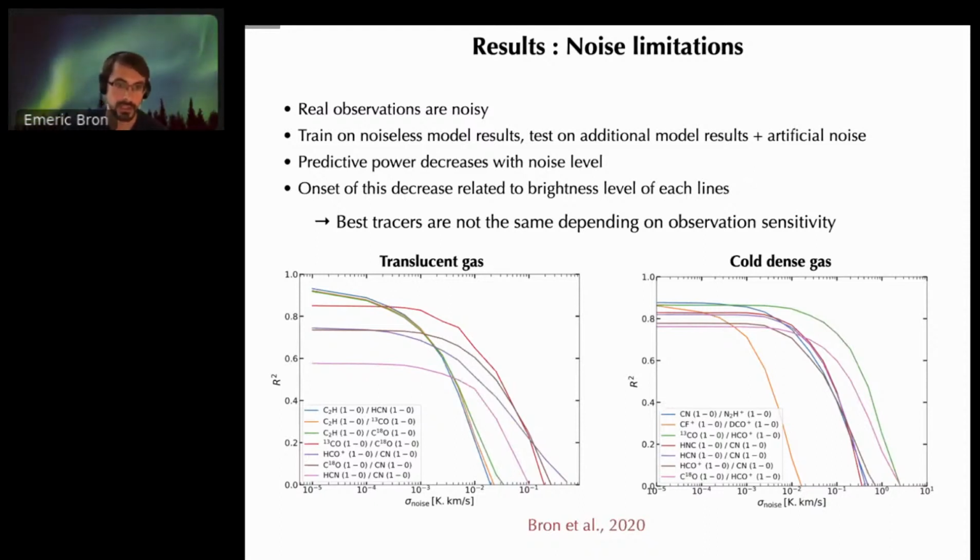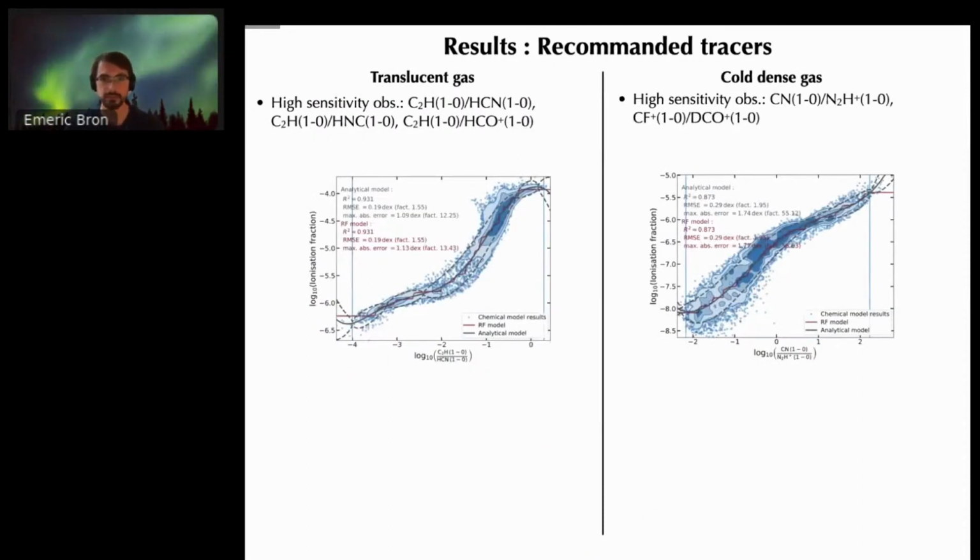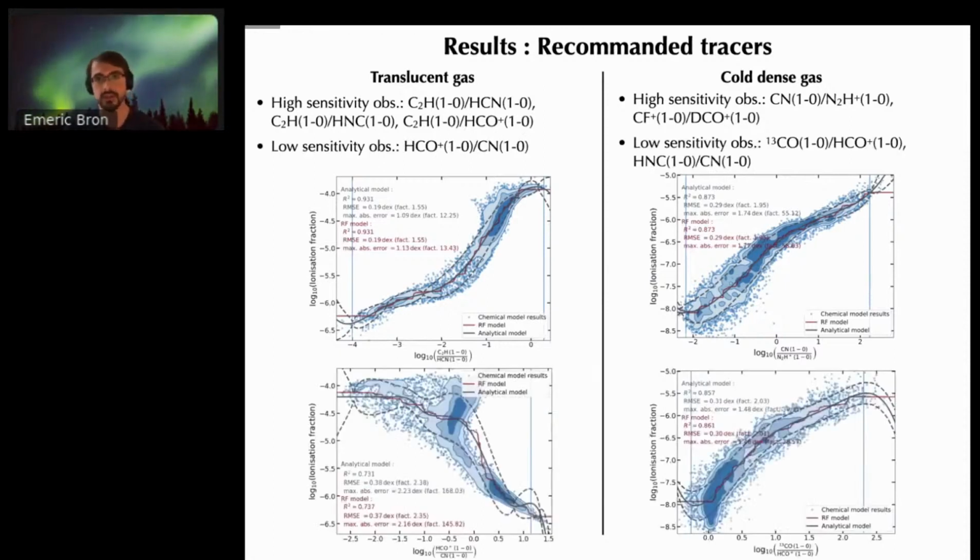So what we show here is the evolution of the fit quality based on each of those line intensity ratios when we increase the noise level, and we see that, for instance, 13CO over C18O, which at negligible noise level is not among the best tracers, becomes the best tracer. So this is the red line on the left figure. And based on this, we could provide a recommendation for tracers of the ionization fraction, both in the translucent gas and dense gas, for high sensitivity observations and for low sensitivity observations, but I won't enter into the detail.